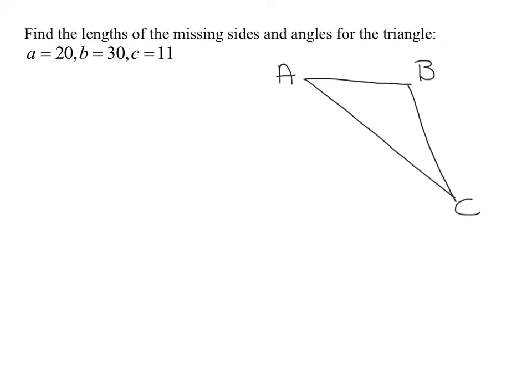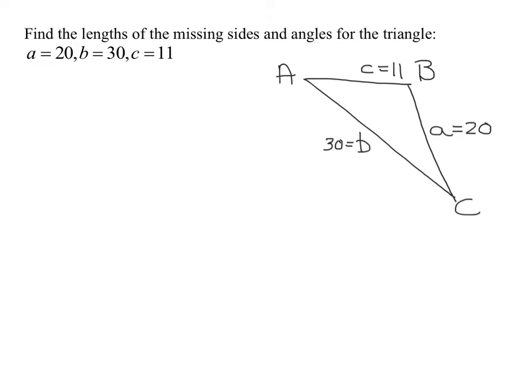Now remember, when you label the sides, the side opposite angle B is side B. The side opposite angle A is side A, and the side opposite angle C is side C. And so we're given A is 20, B is 30, and C equals 11.